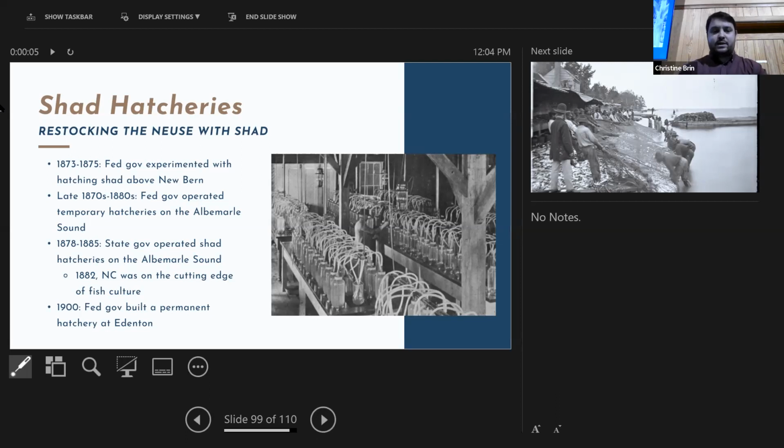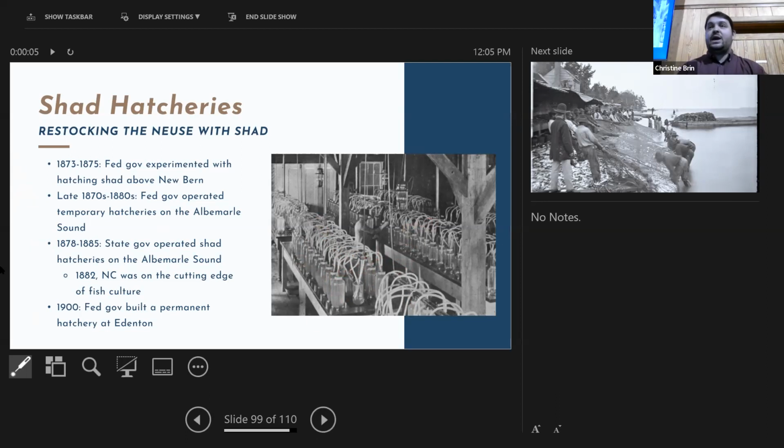The federal government only had temporary hatcheries in the 1870s and the 1880s. These came in the form of steamships. You had the Lookout and the Fish Hawk, which were owned by the federal government, by the Fish Commission. And these jars right here, this is where they're breeding fish.